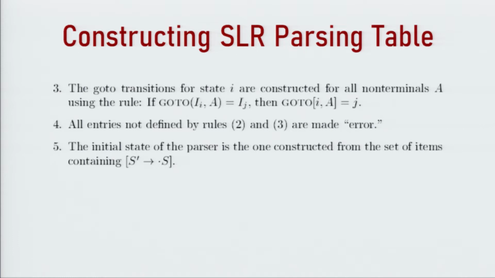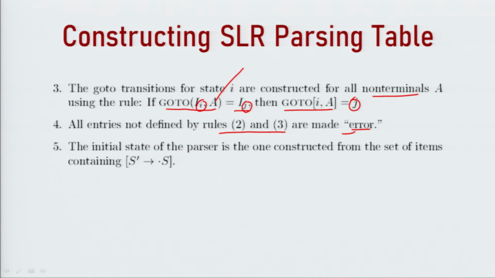The goto transition for state I is constructed for all non-terminals. So, if we have goto Ii comma A to Ij, meaning this is the starting state, this is the ending state, and the input symbol is A, capital A, where A is a non-terminal, then in this particular cell goto I comma A, we will write J. Now, these 2 rules are very simple. All entries that are not defined by rule 2 and 3 are made an error, meaning all blank entries will be considered as error.